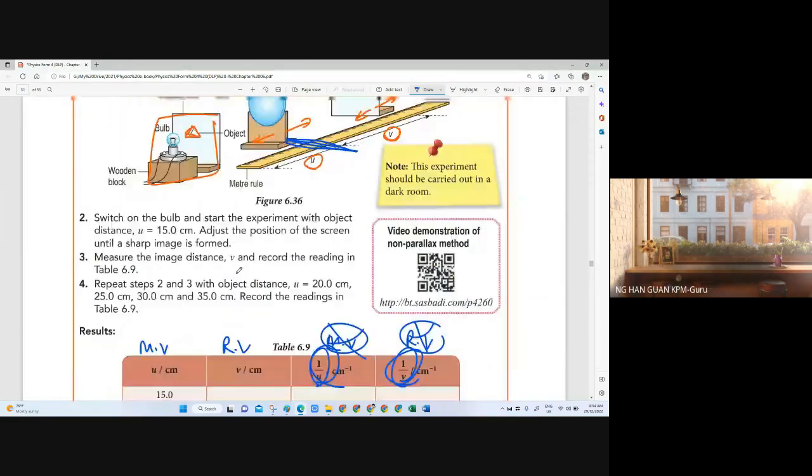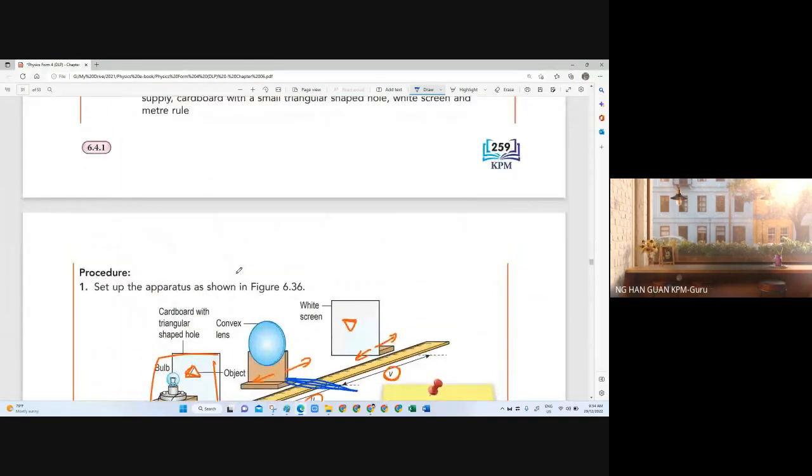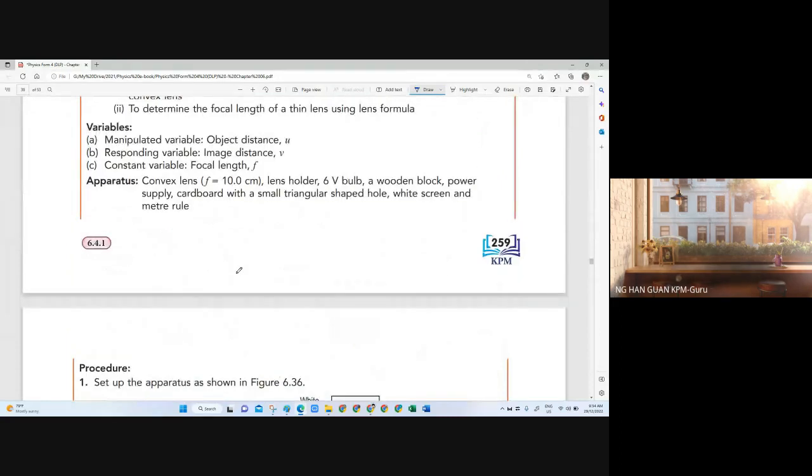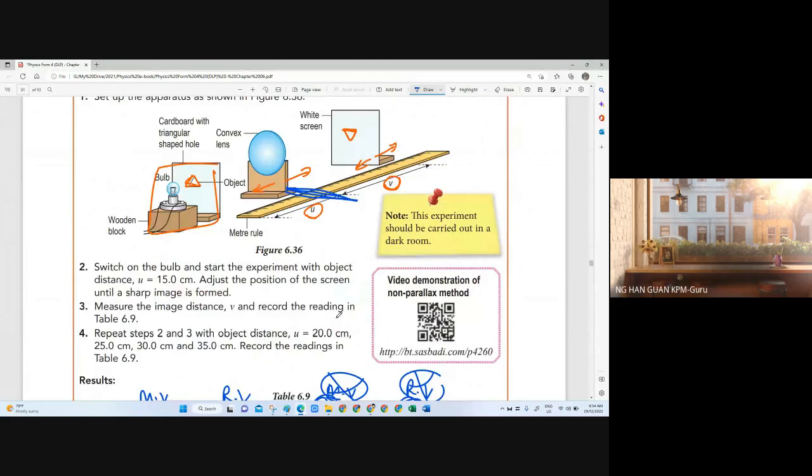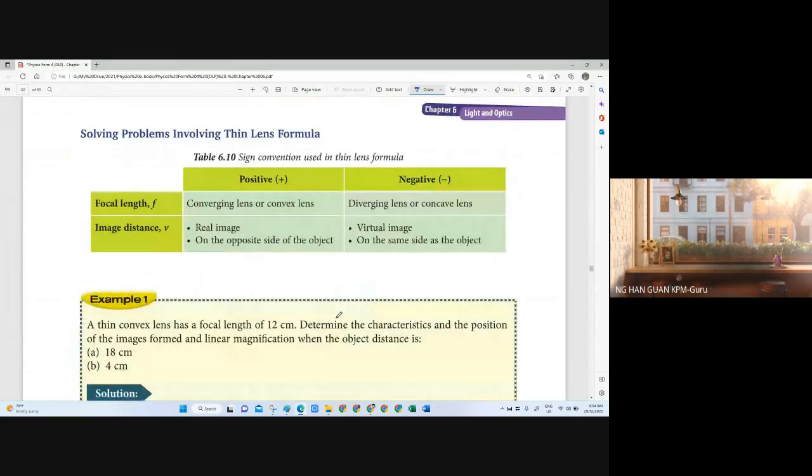All right. So this is about the formula. We use the lens formula and also the experiment on how we determine the focal length. Okay. And then the next one, solving problems involving the lens formula. As I told you from the beginning, we can use the equations to determine the characteristics of the image formed. All right. So remember, we have two types of lens.